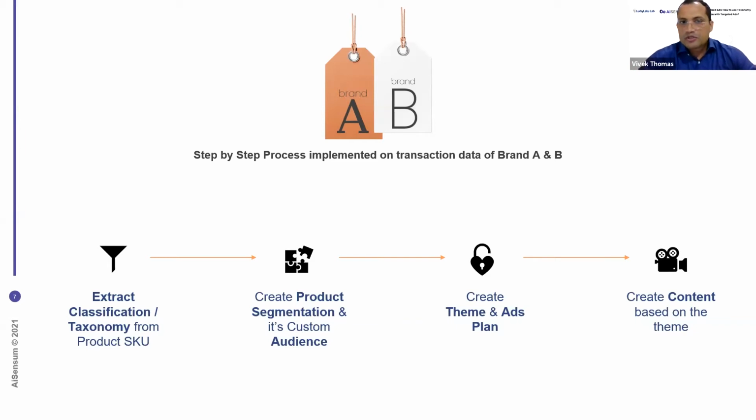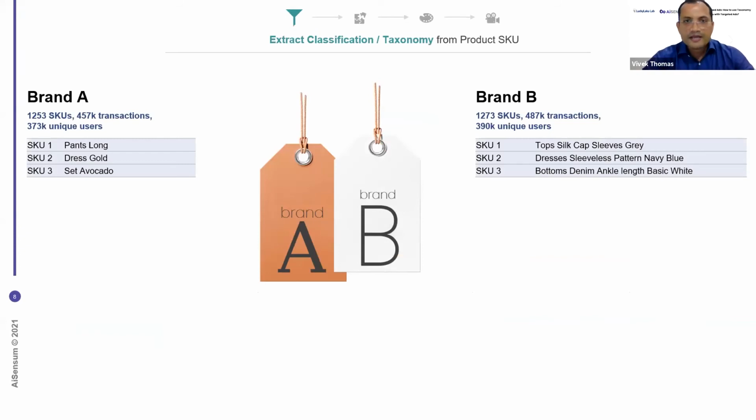Now, you shouldn't stop just at creating a segment and then going forward with the custom audience, right? We will try to create a kind of a theme or emotional hooks which can be used to target these products, right? And then you can create content based on the theme. So now let's look at how both these brands have done this, okay? So I'm going to go forward. Let's look at brand A, the first step. Remember, the first step is to extract the information from the SKU definition.